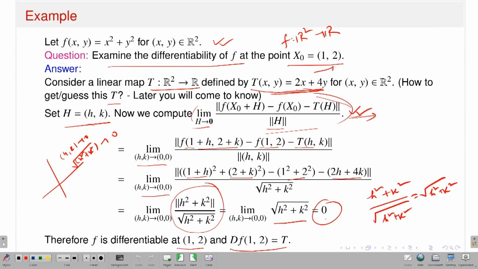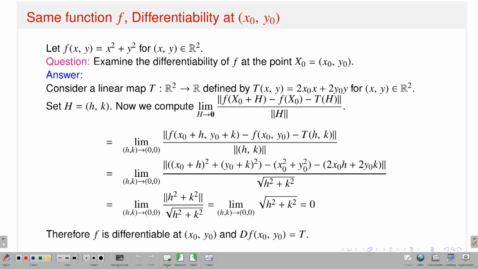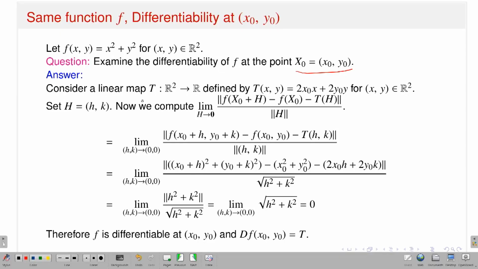Okay, so earlier I had the same function. I was talking about the total derivative at the point (1,2). Now this is the same example, but I just change this 1 to an arbitrary point (x naught, y naught), so what sort of guess can I have for the linear transformation? Again, same thing. First you have to consider a linear map from R2 to R, and then you have to calculate the limit of the quotient. That's it.